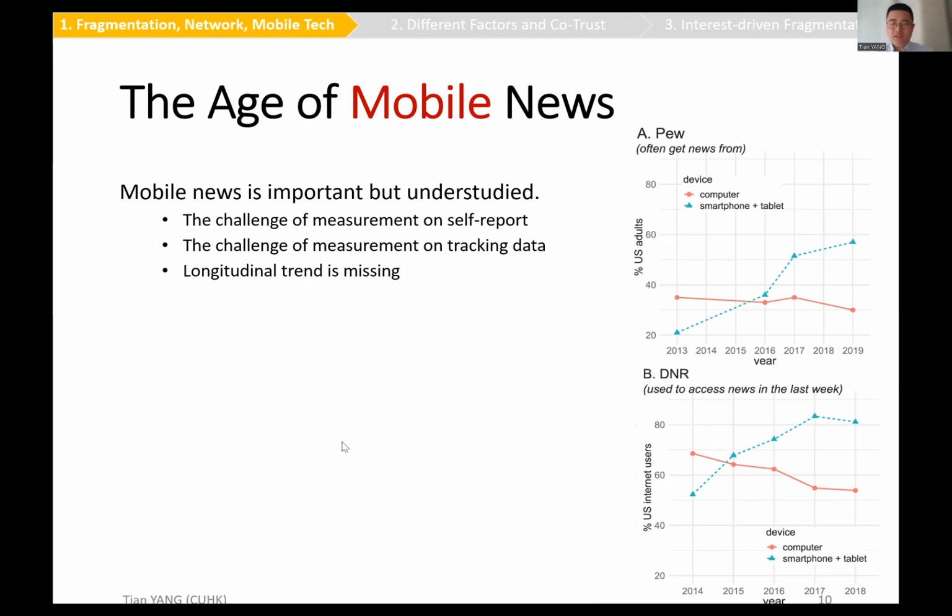Meanwhile, self-report is not accurate. In some research, scholars found that people tend to over-report their news exposure. So let's say we don't use the survey, many studies start to adopt observational tracking data, which somewhat improved the measure. But we saw some new problems. The mobile traffic was missing. And finally, previous studies mostly look at a snapshot of news exposure, which overlooked the longitudinal trend altogether.